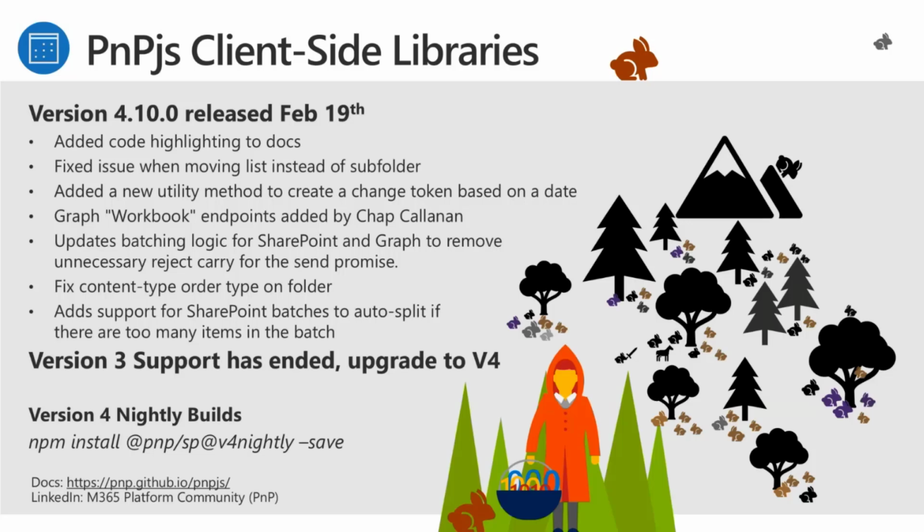We did a quick update to the batching logic for SharePoint and Graph to remove the unnecessary reject from carrying through for the send promise. Fixed the content type order on type folder, and then added support for SharePoint batching to auto split the batch if there's too many items in the batch. That had been done for Graph, but unfortunately missed the SharePoint endpoint, so that got done.